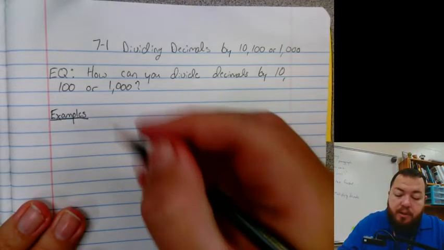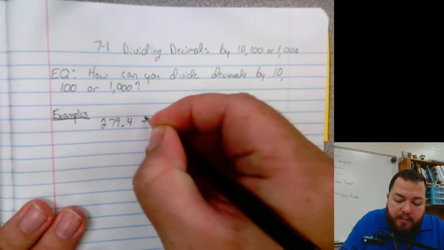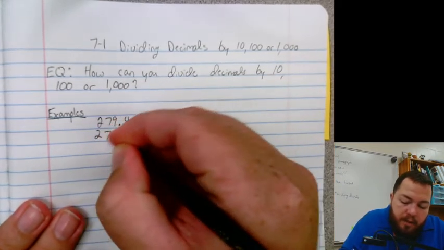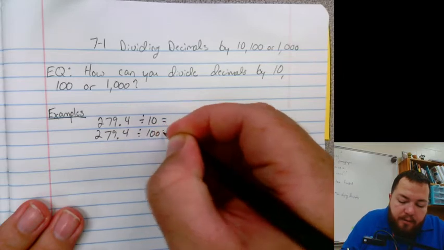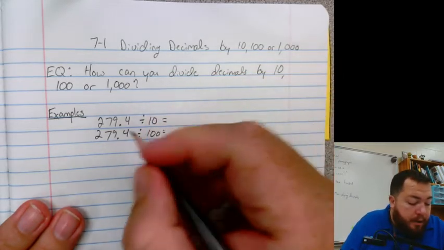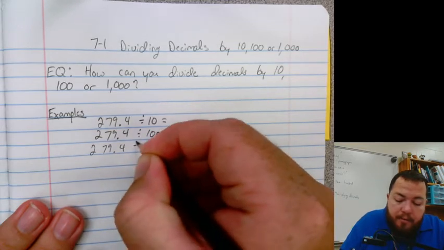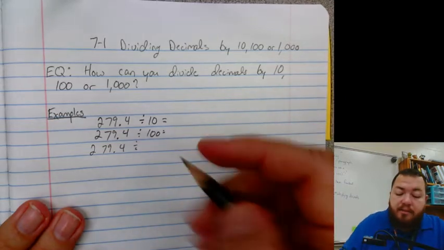So what we're going to do is 279 and 4/10 divided by 10. Then we're going to do the same thing divided by 100. And then we're going to do the same thing divided by what? What's the final number we're going to divide by? What do you got? 1,000, right?